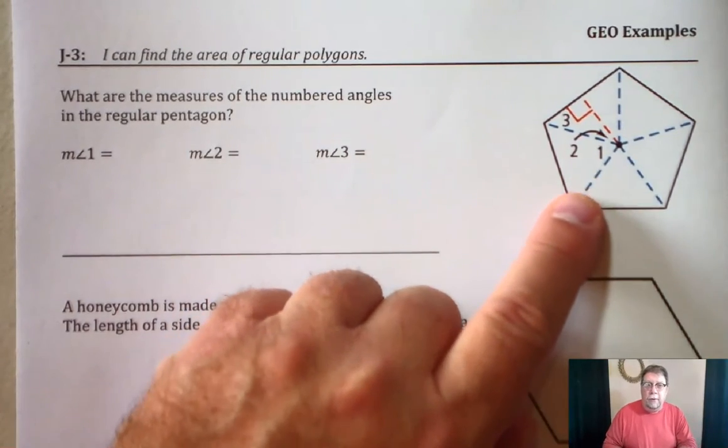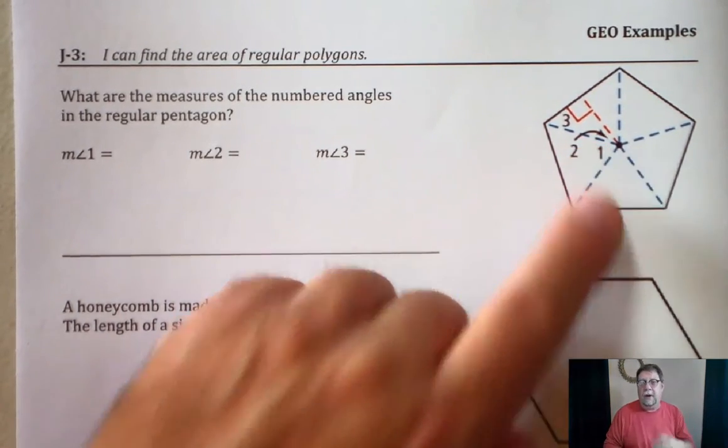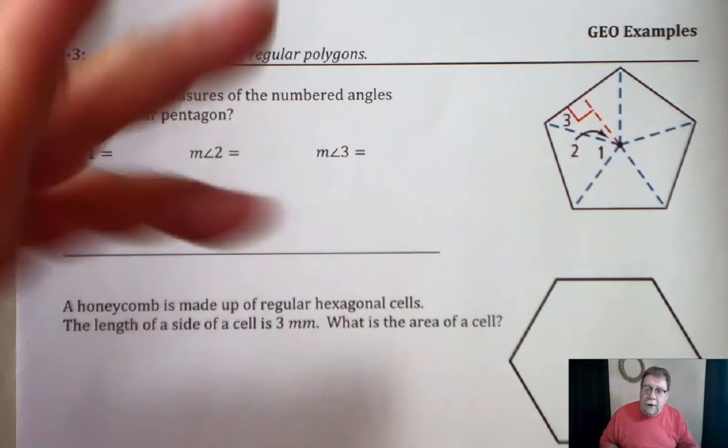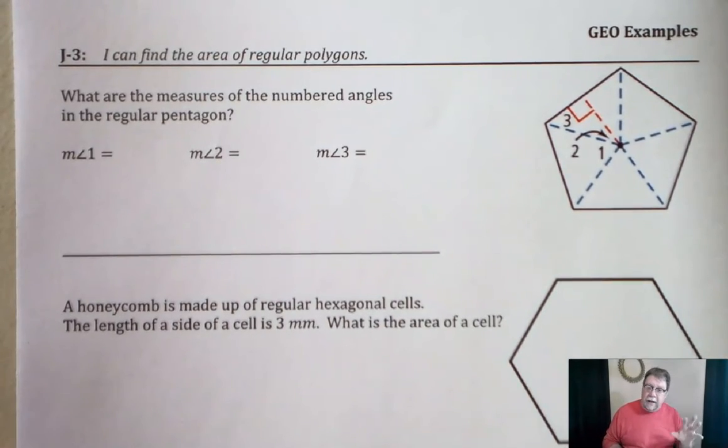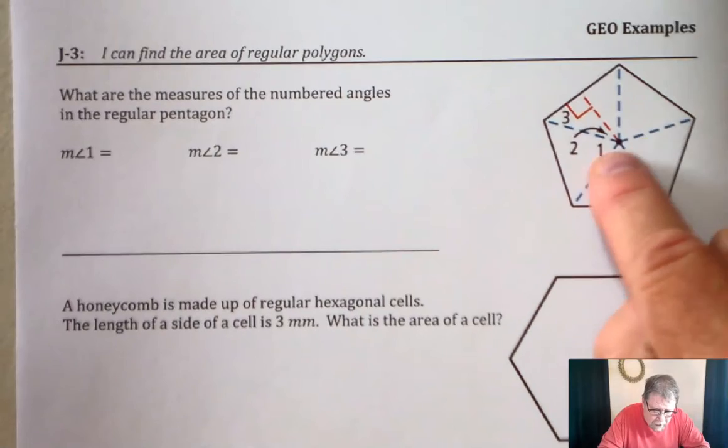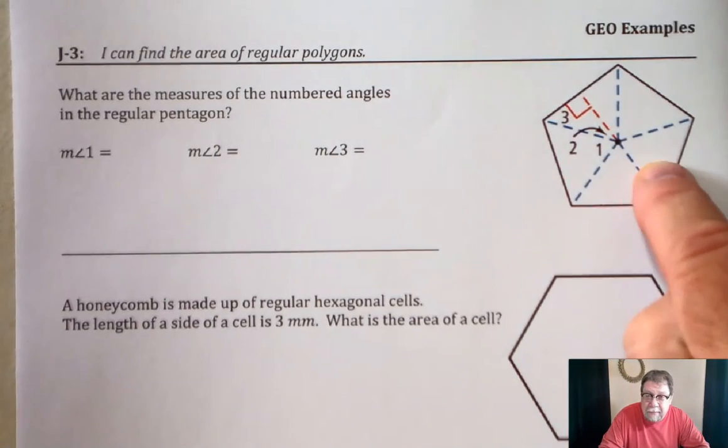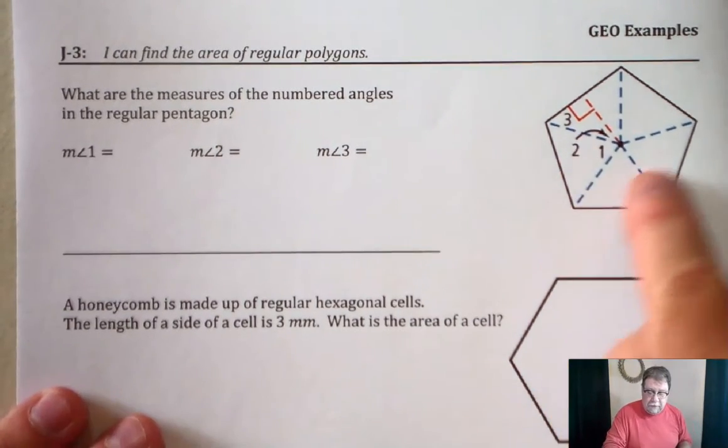And I think the most important angle in here is the angle 2. That's the one I will be finding. Well, I'll find them all, but we'll stress angle 2 a little bit more, how to find that one. First of all, if you look, there are 5 sides. This is a pentagon. And there are 5 triangles.